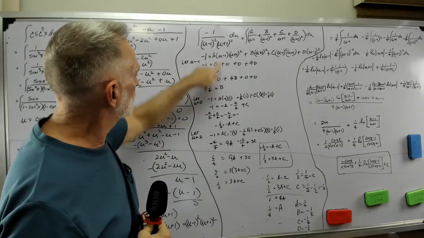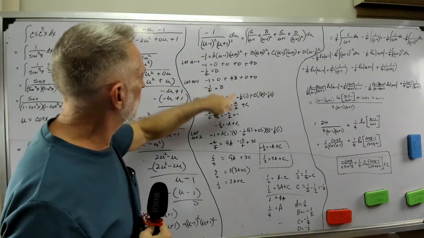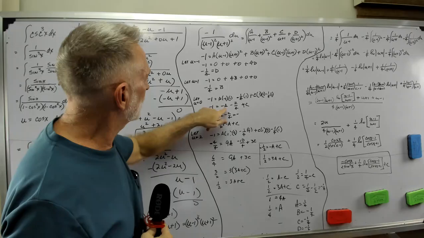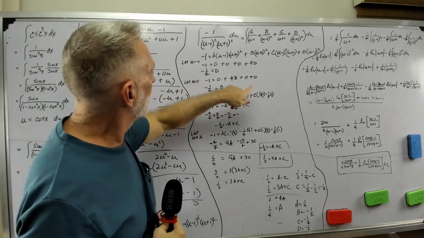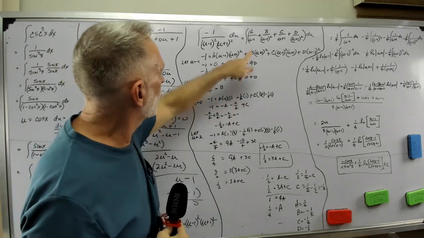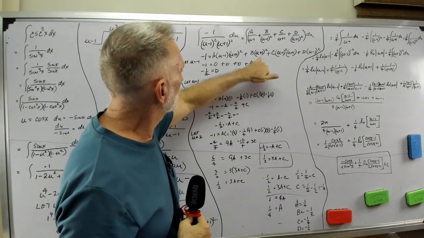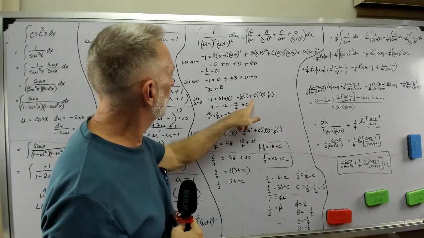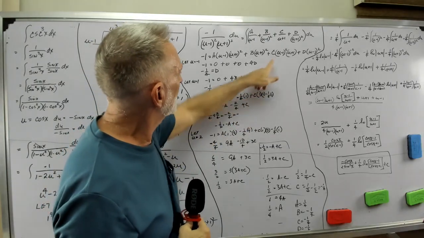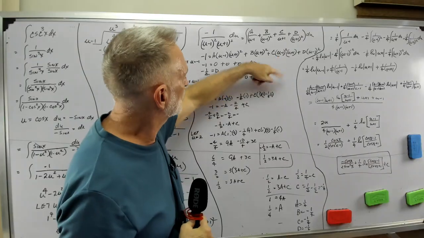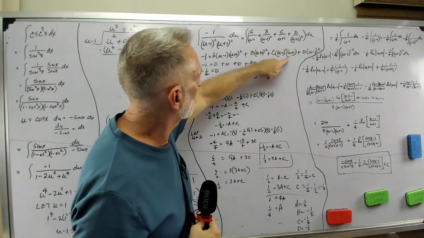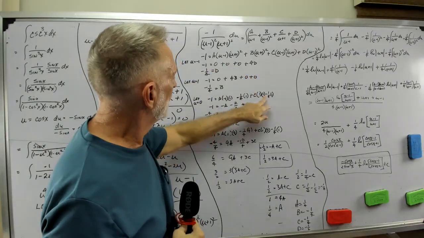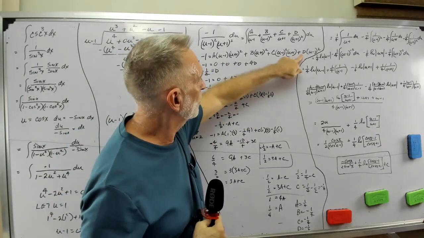So 0 minus 1 is negative 1, 0 plus 1 is 1, 1 squared is 1. So I'm left with negative 1 equals negative a, and then b was negative 1/4. 0 plus 1 is 1, 1 squared is 1, so negative 1/4 times 1 plus c times negative 1 squared, which is 1. 0 plus 1 is 1, so 1 times c just gives me c. And then d was negative 1/4.